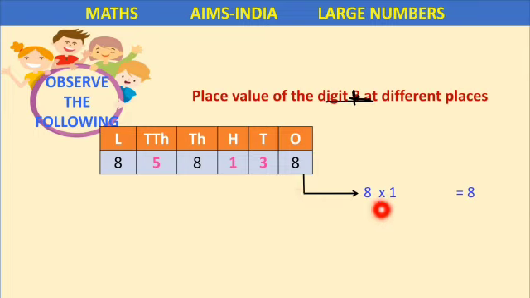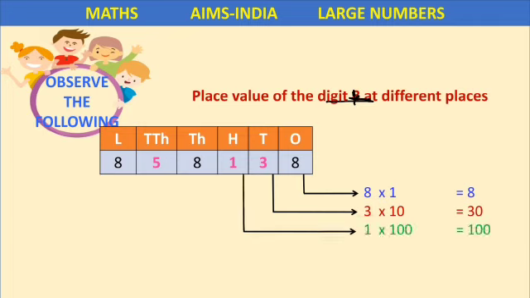Product means we have to multiply. And in which place is it? It is in ones place. Ones means the value is 1. So 8 ones are 8. 8 ones are what, children? 8 ones are 8. Coming to the next digit, which is 3 at tens place. Now how will we find the place value of 3 at tens place? We take the face value of 3, which is 3. Then we multiply it with 10, because it is in tens place. 3 into 10 is equal to 30.